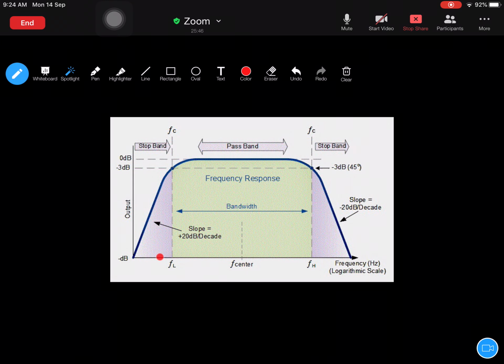Here only the input source coupling capacitor effect is considered. With respect to that only you are considering the FL value. That is why he has represented it as FLS.